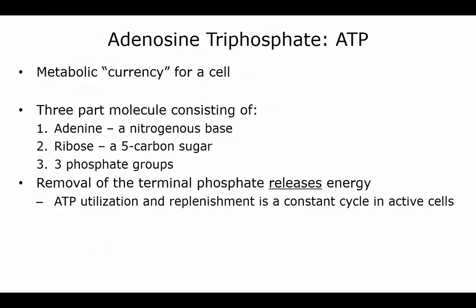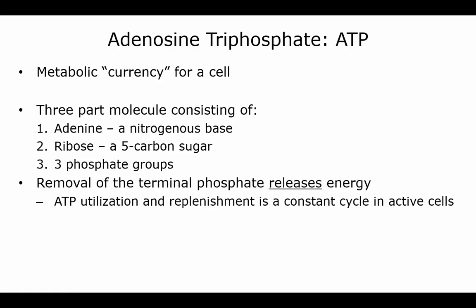Okay, now let's talk about the energy needs of the cell. The only type of energy that the cell can use is ATP, which stands for adenosine triphosphate. It consists of adenine, which is a nitrogen base that's also in DNA and RNA, ribose sugar, that's the same sugar that's in RNA, and then 3 phosphate groups attached to it.